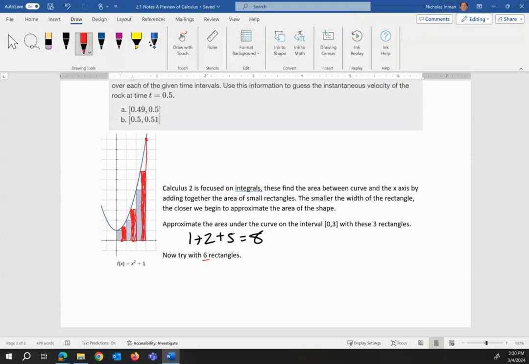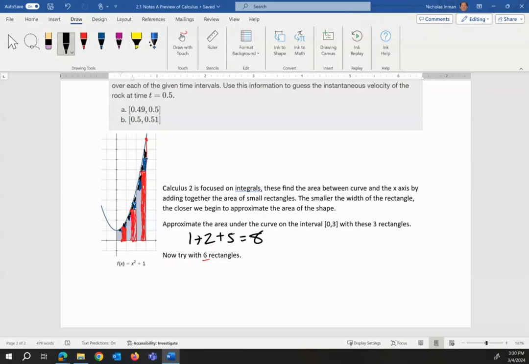Now, these areas would be a little harder to find. I'm not going to take the time at this moment to do it. But if we did 6 rectangles, we fill in more of that white space. Our answer would be a little bit better. If we did even more rectangles, it would start to fill in more and more of this white space, and we get a better answer. The more and more rectangles you do, the closer and closer you're going to get to the true area.